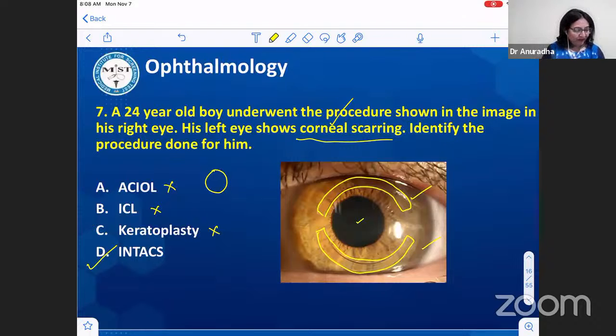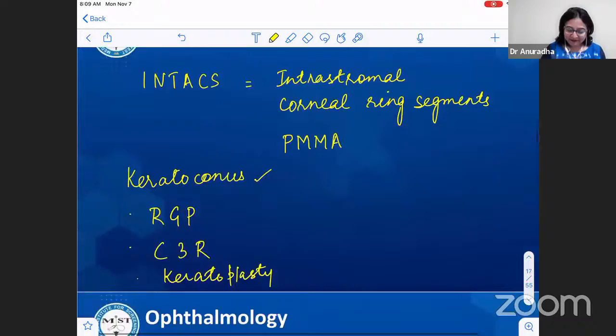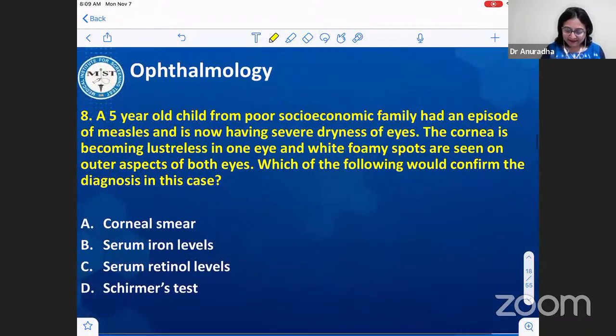So are you fine? Why is it not anterior chamber IOL? Why is it not ICL? ICL is an implantable collamer lens, which is done for the patient who cannot undergo LASIK. Okay, let's move on to our next case scenario.